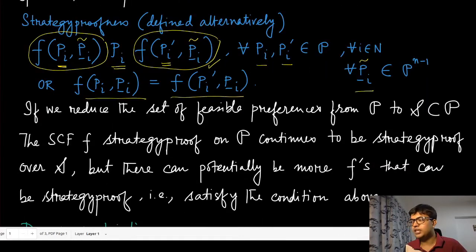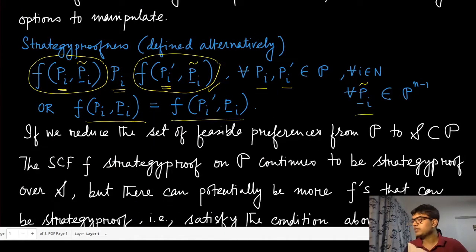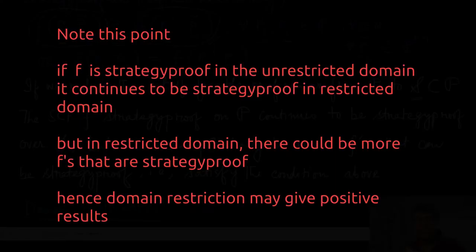Now in this domain, as we have already discussed, instead of taking a mapping from script P to the n to A, we are reducing that P to a subset of P, a subset S, which we are going to call a domain restriction. Why is it a domain restriction? It is reducing the domain of the social choice function.